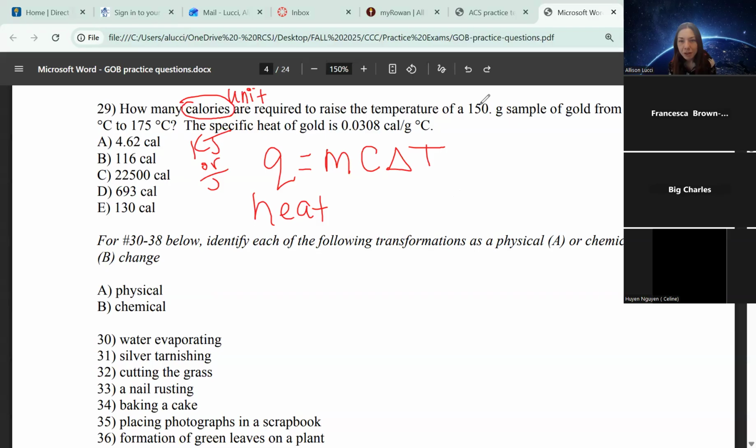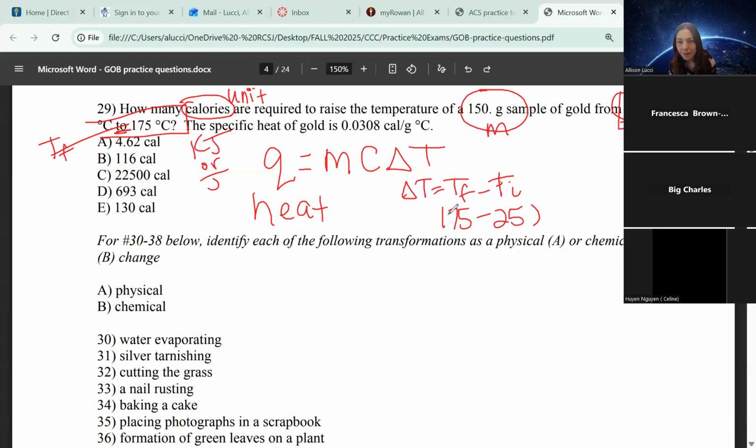So same equation. We need a mass here, so that's my M. I need my delta T. So if I look at my from, this is my initial temperature here, 25 degrees Celsius. 2 will be my final temperature, right? My TF. And then my delta T will be equal to T final minus T initial. So we're going to have 175 minus 25. So my delta T here is 150 degrees Celsius.